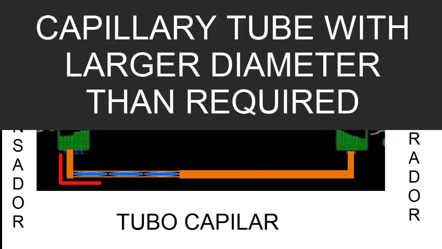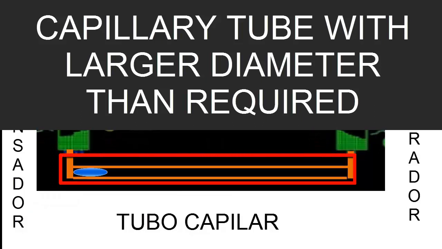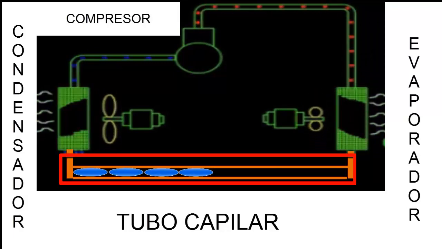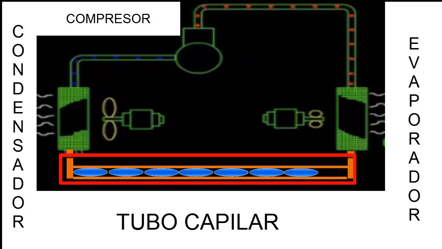Let's go to the third case, which is related to the diameter of the capillary. What happens when we place a larger capillary diameter than we should have? Now we're going to leave the length fixed. In the previous case, we left the diameter still and variations were made only of the length. Now we are going to do the opposite. We are going to leave the length still and we are going to modify only the diameter.